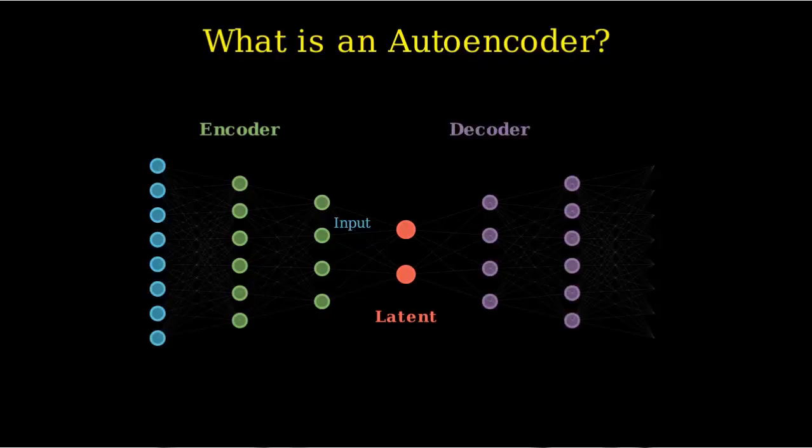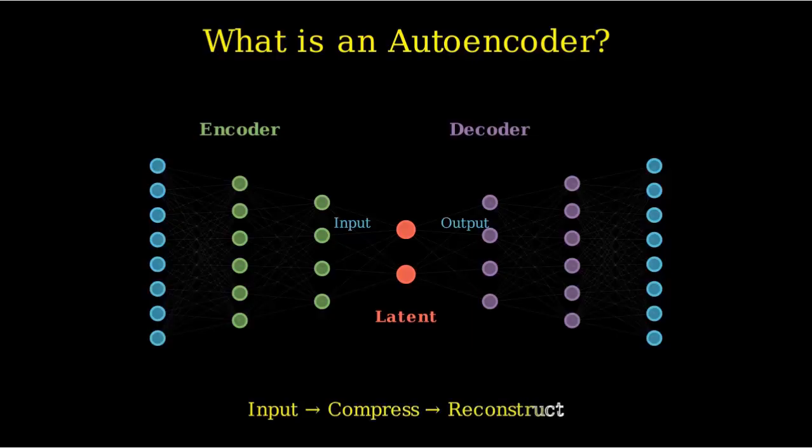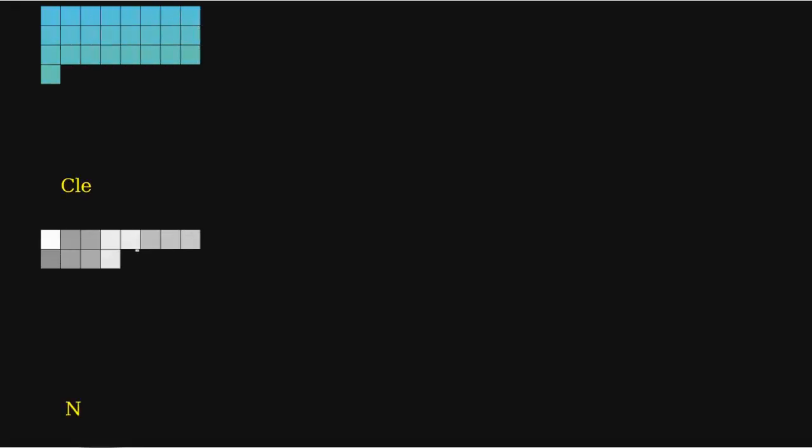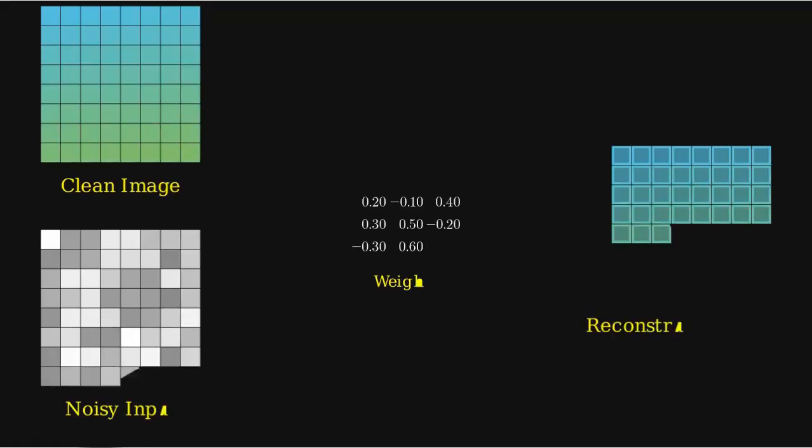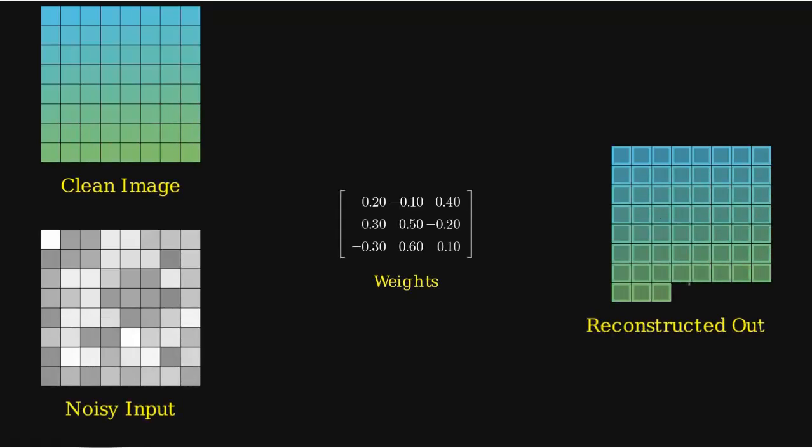The crucial point is the latent space or bottleneck layer, which holds the compact, high-quality representation of the input. Following this, the decoder section takes this compressed code and progressively expands it back. The final output layer attempts to perfectly reproduce the original input data. The entire process is simply input, compress, reconstruct. The network learns by minimizing the difference between the input and the final output.